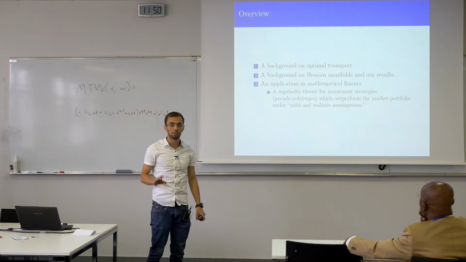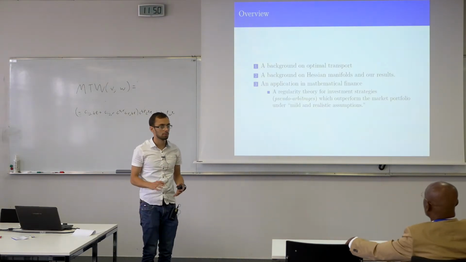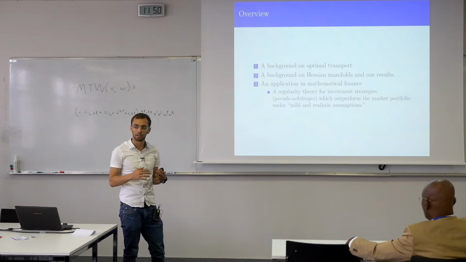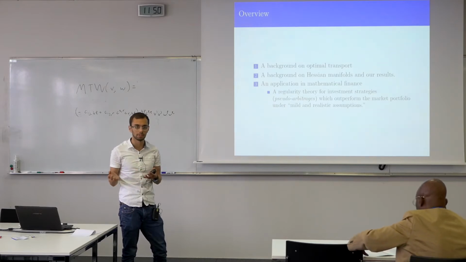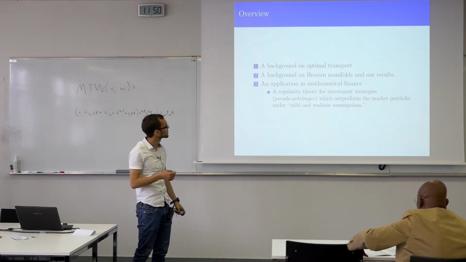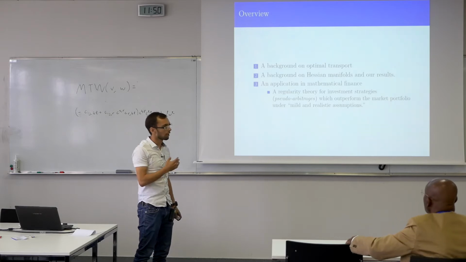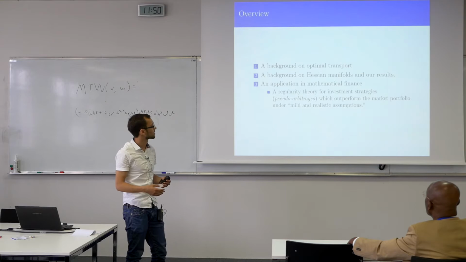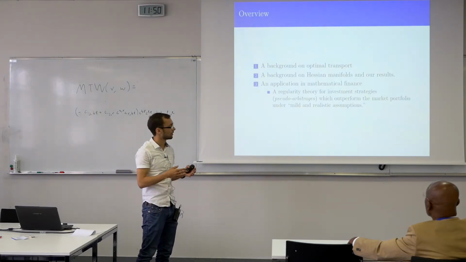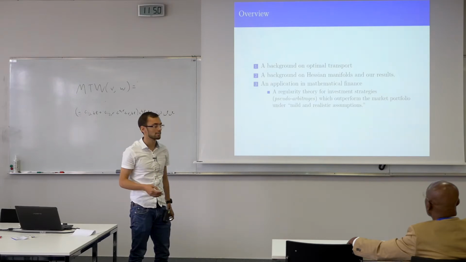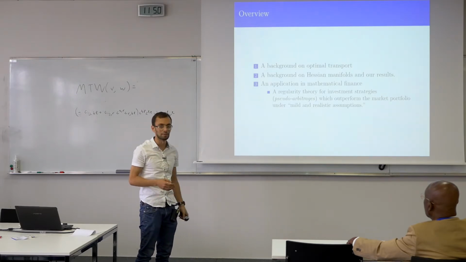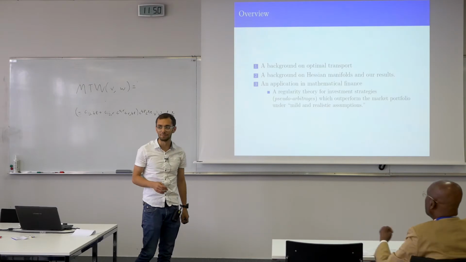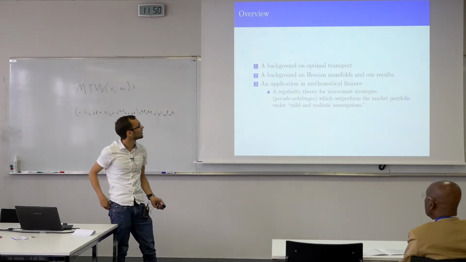So just to give an overview of what we're going to talk about, we'll start with a background on optimal transport, which will have a lot of overlap with the previous talk. And then we'll talk a little bit about Hessian manifolds and how our results fit in and what they are. And finally, we'll give an application to this, which is making money. So this might be an interesting application.